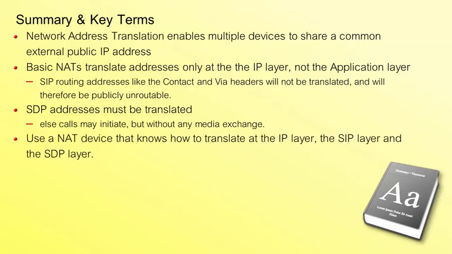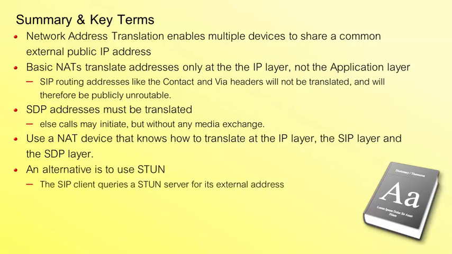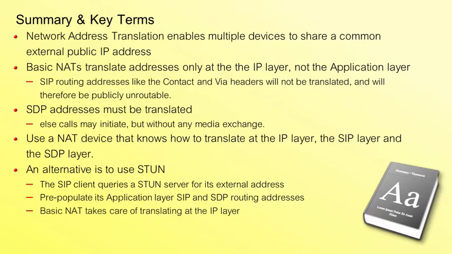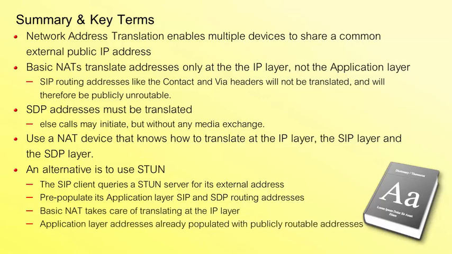So be sure to use a NAT device that knows how to translate at the IP layer, the SIP layer, and the SDP layer. An alternative is to use STUN, where the SIP client queries a STUN server for its external address and then uses it to pre-populate its application layer SIP and SDP routing addresses. So basic NAT takes care of translating at the IP layer, leaving the application layer addresses already populated with valid publicly routable addresses.